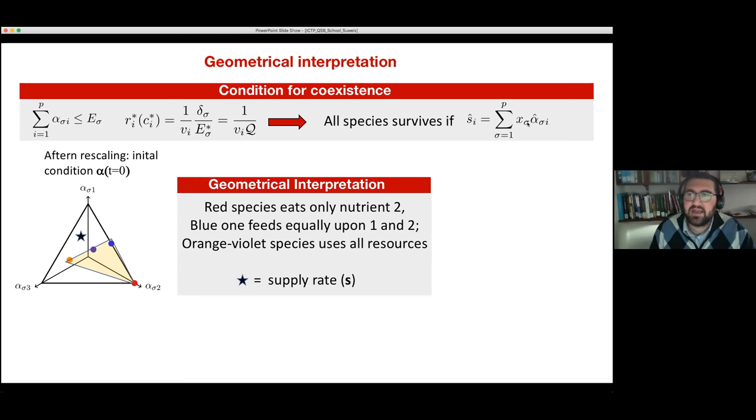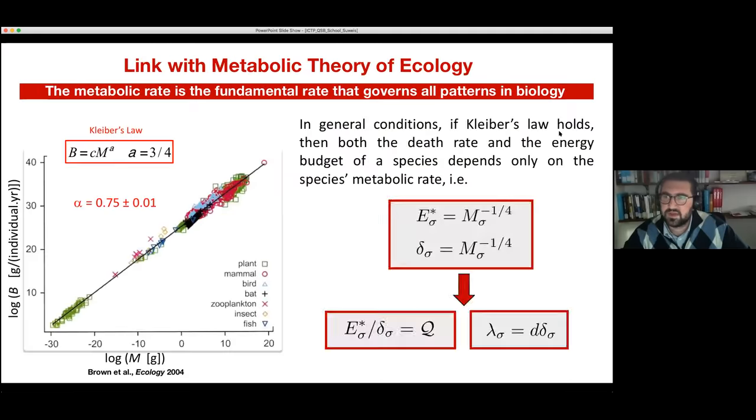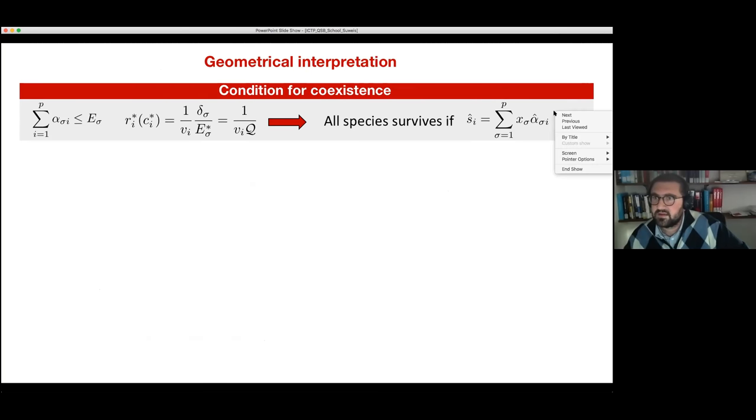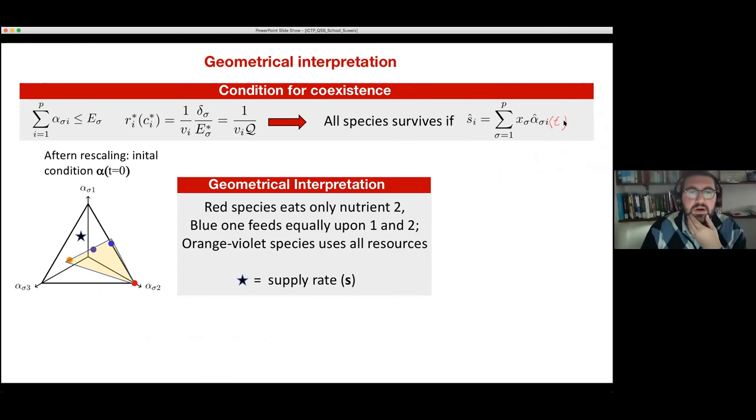So now the point is that alpha depends on time. Here I forgot to explicitly write the time dependence, so let me do it just to stress this point. Here alpha depends on time now. So this is the initial condition, for example. After rescaling, we set the initial condition, alpha at t equal to zero, and the supply rate is outside the convex hull. So we have four species, three resources, same condition as before, and the supply rate is outside the convex hull. So the question is, what about species coexistence?